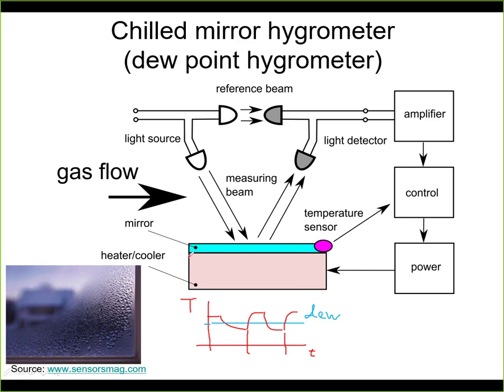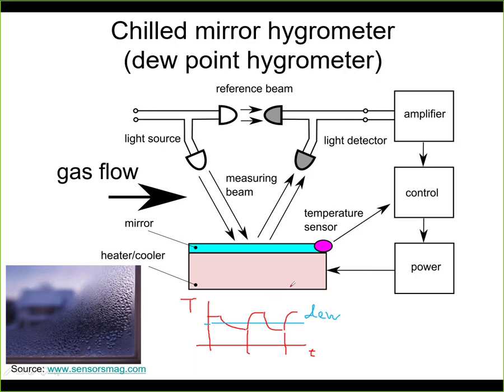So this is not a continuous measurement, but in most cases you don't need to have a continuous reading of humidity. It's completely sufficient that you have like one sample every 20 seconds, maybe 30 seconds. So in this case it's completely sufficient.